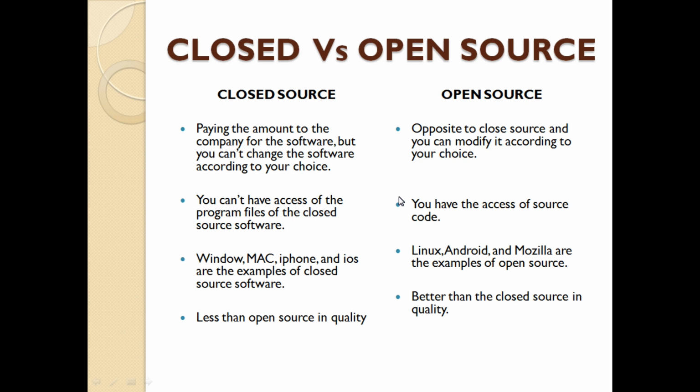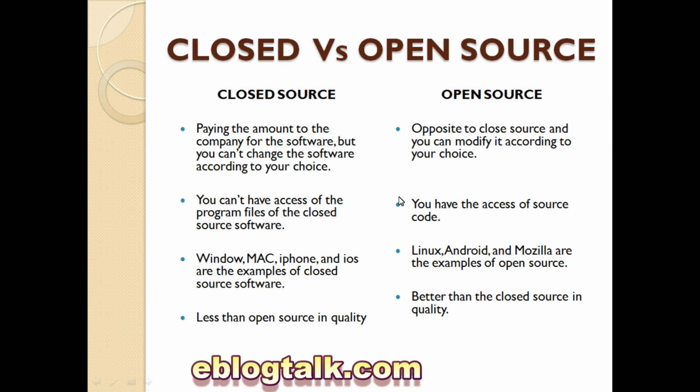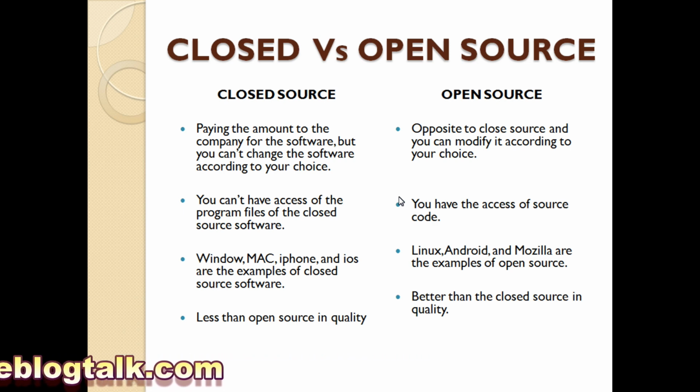The second difference is you can't have access to the program files of closed source software, whereas in open source, you have access to the source code to modify its program. For example, Windows, Mac, iPhone, and iOS are examples of closed source software. And for open source, Linux, Android, and Mozilla are examples in which you can change the software or modify it according to your requirement.